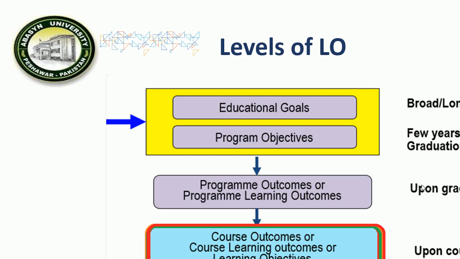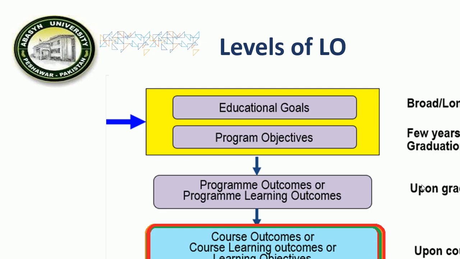Now, in this approach, as you can see from the diagram, the program educational objectives or educational goals are long-term outcomes and need to be achieved in years. Program outcomes need to be achieved after 4 years or upon the graduation of the student. The course learning outcome needs to be achieved at the end of the course or when the semester ends. And the topic learning outcome needs to be achieved after 1.5 hours of lecture delivery.